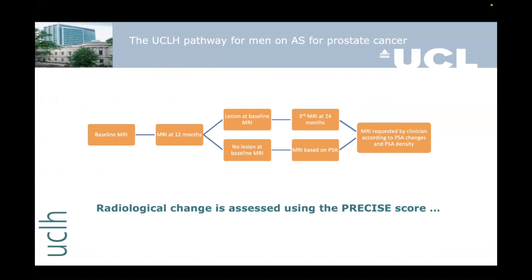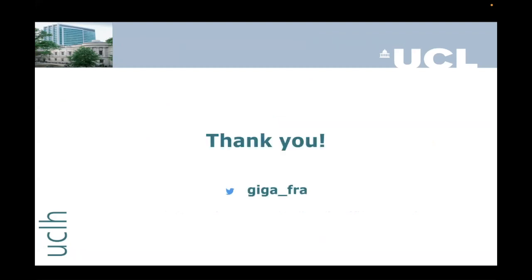And you have seen our pathway. So radiological change is assessed using the PRECISE score, but we know the image quality must be good. So PI-QUAL 4 or 5 if you want to have a good assessment of your radiological change.